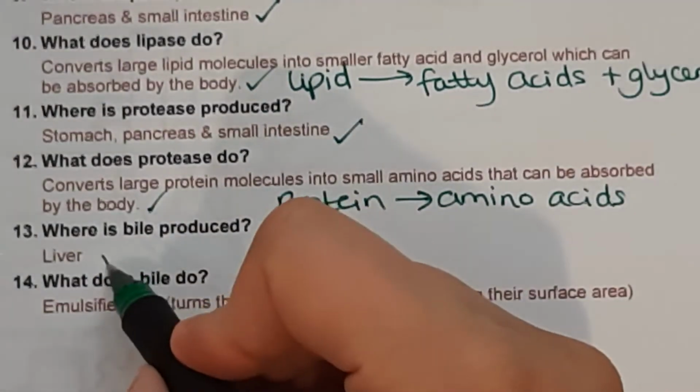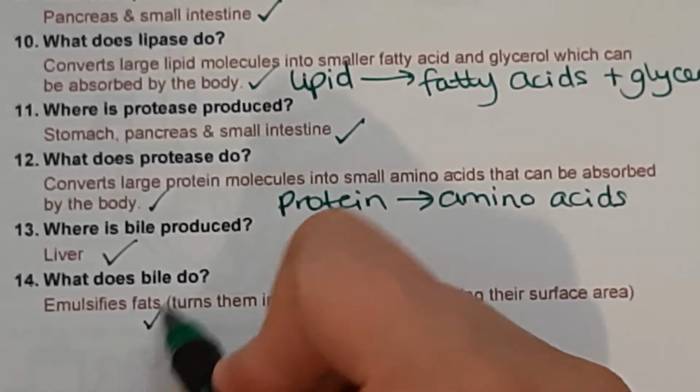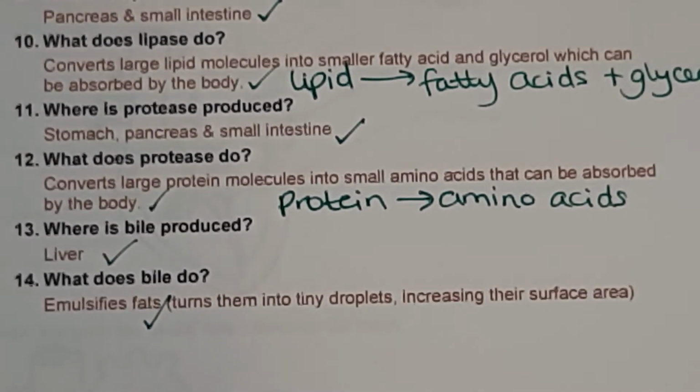Well, it's produced in the liver. What does bile do? It emulsifies fats, which is just turning them into tiny droplets, and this increases their surface area. So if you've just written emulsify fats, that's great, that gets you the mark. However, I want you to make sure you've written down that this means turning them into tiny droplets, which increases their surface area. And the increased surface area is helpful because it means we can digest them efficiently.